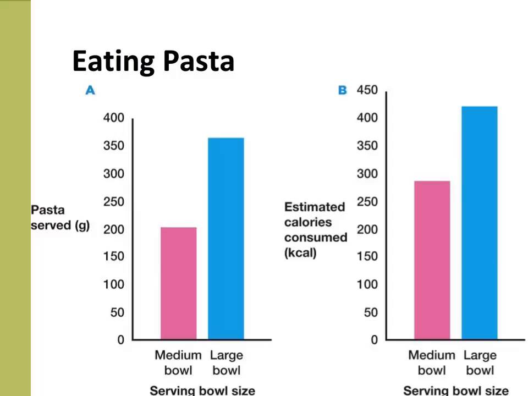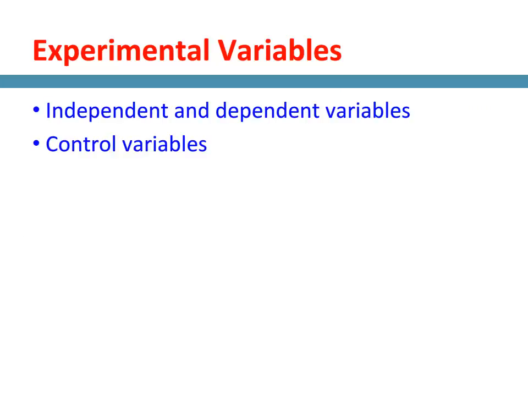What they found out was if a participant was given a large bowl compared to the medium bowl, the participant not only took more food, they ate more food. So now let's talk about experimental variables, and we'll reference the Seeing Red study and the bowl size study several times as we discuss these concepts.